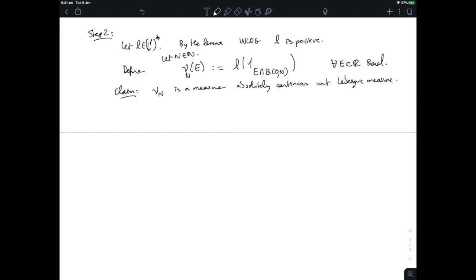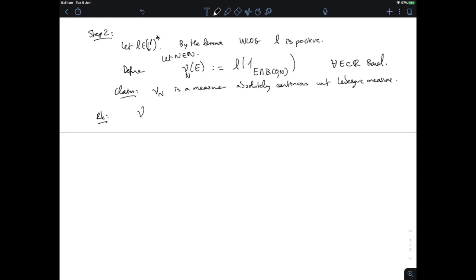So, in order to prove that claim, let's first remark one continuity property that's going to give us the absolute continuity, and that's also going to be helpful in proving that nu n is indeed a measure. Because my L is positive, nu n of E is a non-negative number. So that's a part of being a measure.